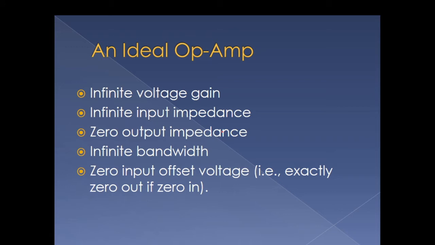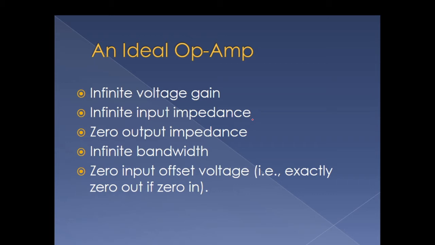An ideal operational amplifier has some properties. The first is infinite voltage gain, then infinite input impedance, zero output impedance, infinite bandwidth, and zero input offset voltage, that is, exactly zero out if zero in. Infinite voltage gain means the gain is very high. Voltage gain is the output voltage divided by the input voltage. That value should be infinity for an ideal operational amplifier.